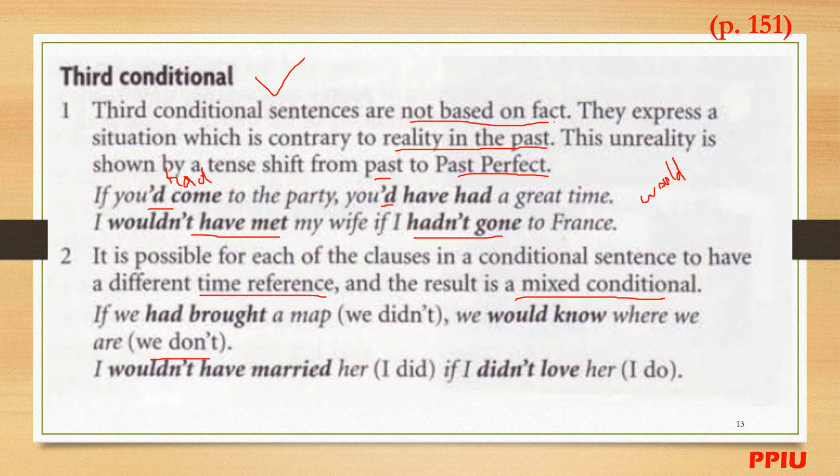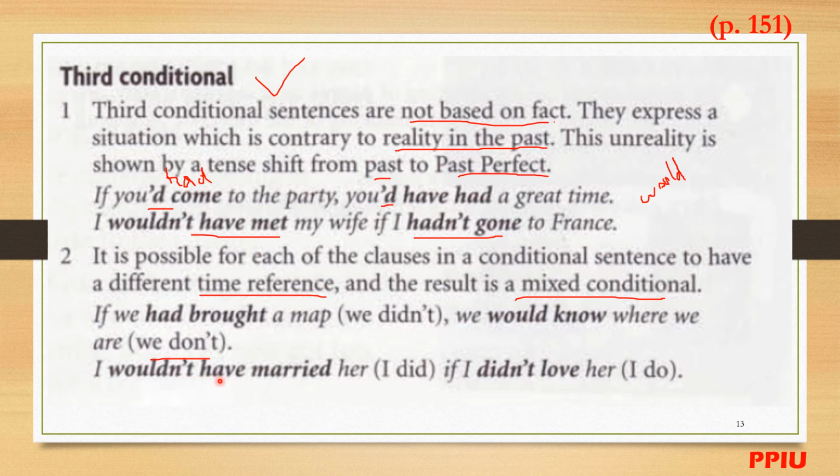So we can say in this one, if we had brought a map is the condition in the third conditional, and we would know where we are is the result in the second conditional in here. It just shows the result in the present or in the future. So here is the hypothetical in the past, and this one is the result in the present.